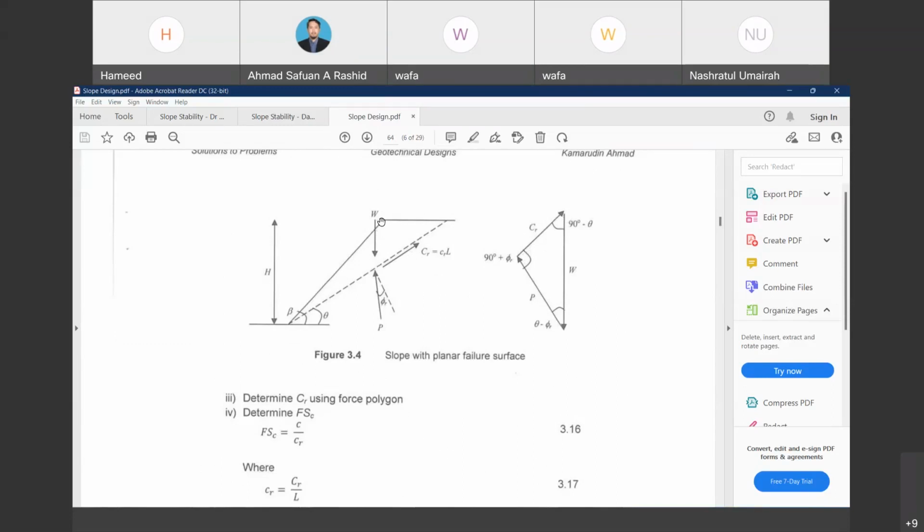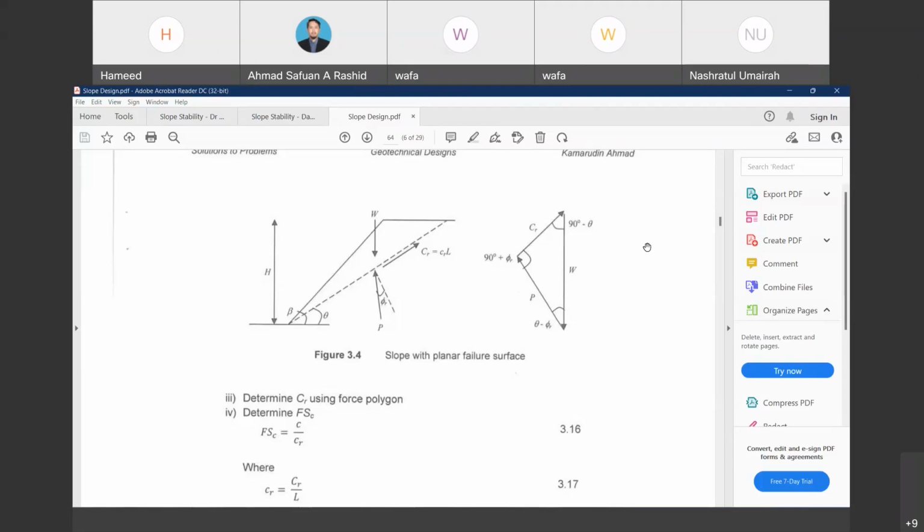So there will be a W, which is moving downward due to the gravity force. And there is a P value, which is a normal stress acting on the failure plane. So for each force, it has a certain degree of opening. For example, 90 degree minus theta, then theta minus phi r, and also 90 plus phi r.